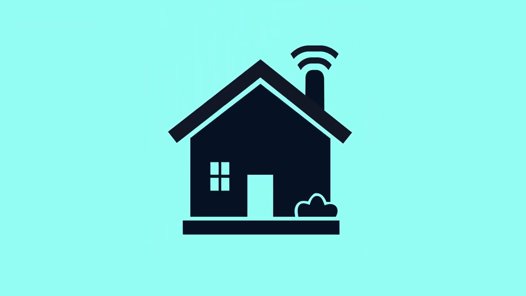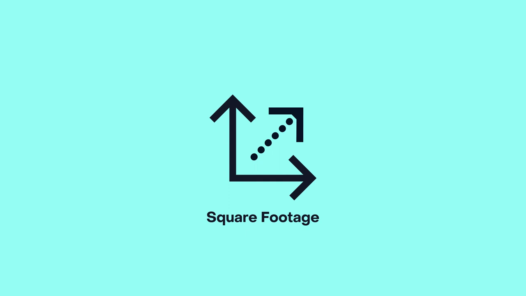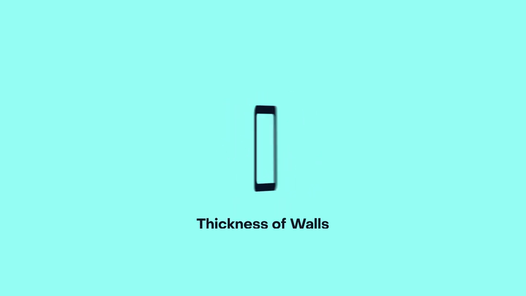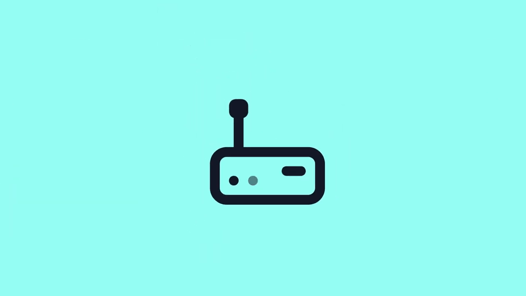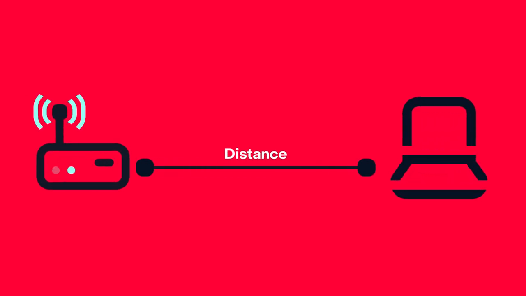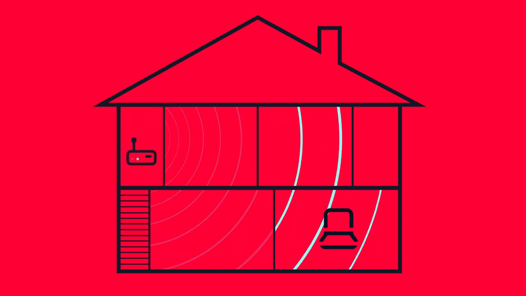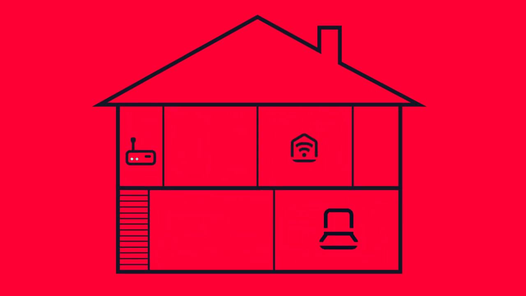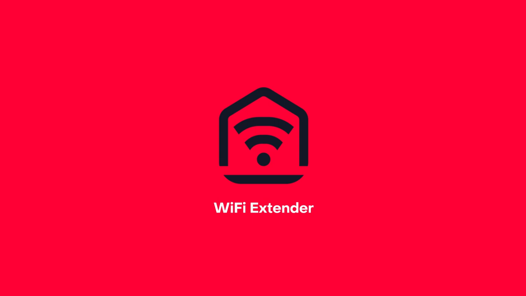The setup and size of your home matters. Square footage, number of floors, thickness of walls, all affect Wi-Fi signal strength. Distance from the router is important too. The farther you are from your router, the weaker and slower the connection. If you have a large space, adding a Wi-Fi extender can optimize performance throughout the home.